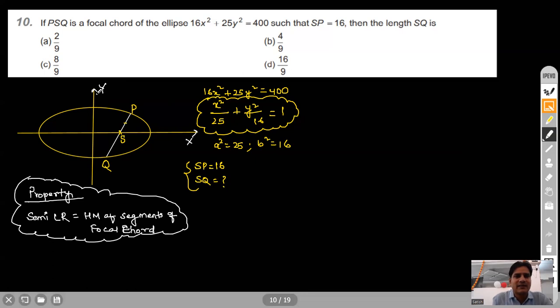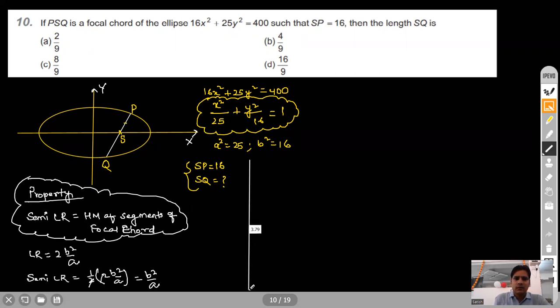ellipse. So this is our x-axis, this is our y-axis. And what will be the length of the semi-latus rectum? If you see our latus rectum, for this ellipse, since A is greater than B, it will be 2 times B square upon A. Therefore, the length of the semi-latus rectum will be half of this, 2 times B square upon A. The 2 and 2 will get cancelled out. It will be equal to B square upon A.